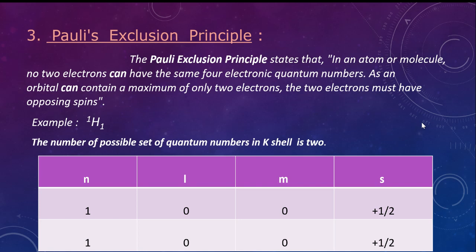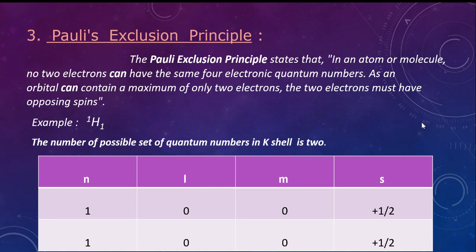If you take any two electrons, whether from different orbitals or from the same orbital, then no two electrons will have all the quantum numbers the same. We have seen that there are four quantum numbers: principal, azimuthal, magnetic and spin. So for any two electrons, even if three quantum numbers are the same, they differ in at least one quantum number, that is the spin quantum number.